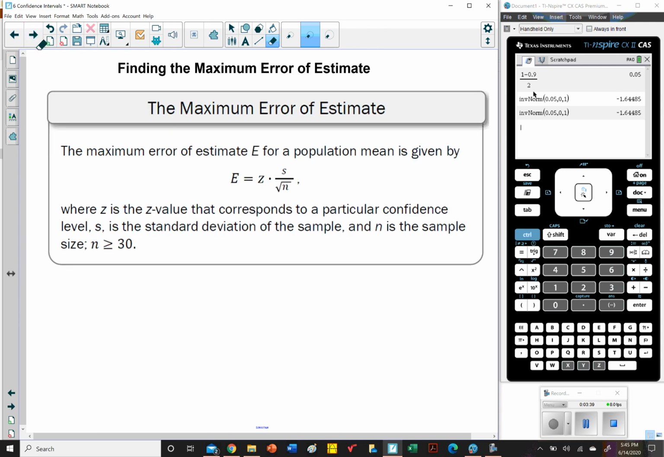So oftentimes we want to find the maximum error of an estimate, and the maximum error of an estimate, capital E for a population mean, is given by this formula where I find the z-value for the particular confidence level, times the standard deviation of the sample, and divide it by the square root of the sample size, providing that the sample size is 30 or greater.